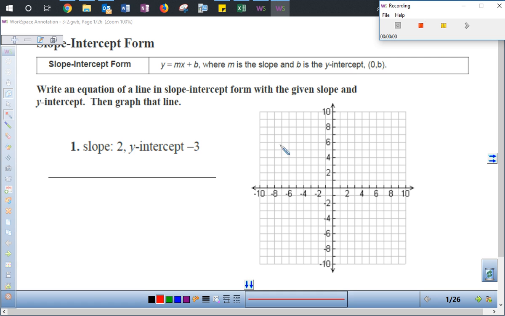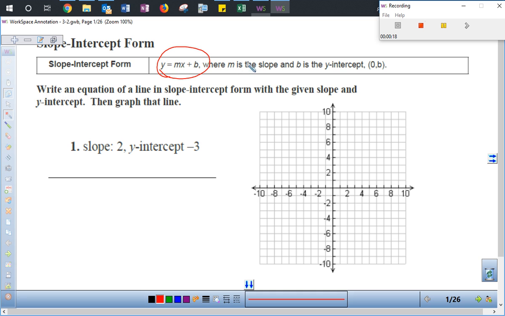Alright, today we're going to talk about slope-intercept form, how to put some information into slope-intercept form, and then graph your desired equation. It says write an equation of a line in slope-intercept form with the given slope and y-intercept, then graph that line. Well, slope-intercept form is given like this: y = mx + b.